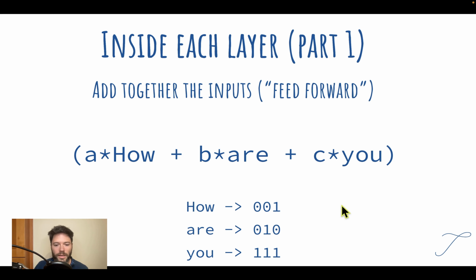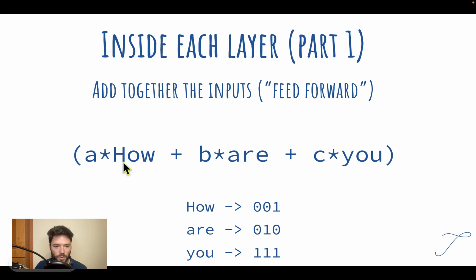What a feed-forward mechanism does is take the inputs, for example, how are you, and multiply each one by some kind of a constant. So you could have A times how plus B times R plus C times U. Now you'll say, how do you multiply words? Well, remember, the words before they go into the first layer are converted into numbers. So how might be 0, 0, 1, R, and U. So when I say A times how, I mean multiplying A by a number representing the word how.